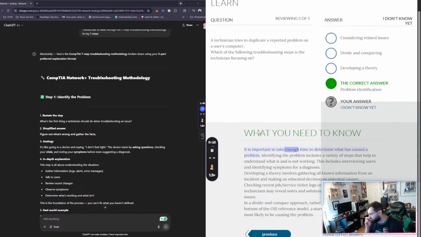It is important to take enough time to determine what has caused a problem. Identifying the problem includes a variety of steps that help to understand what is and is not working. This includes interviewing users and identifying symptoms for a diagnosis. Okay, so the technician tries to duplicate the problem, which is problem identification.